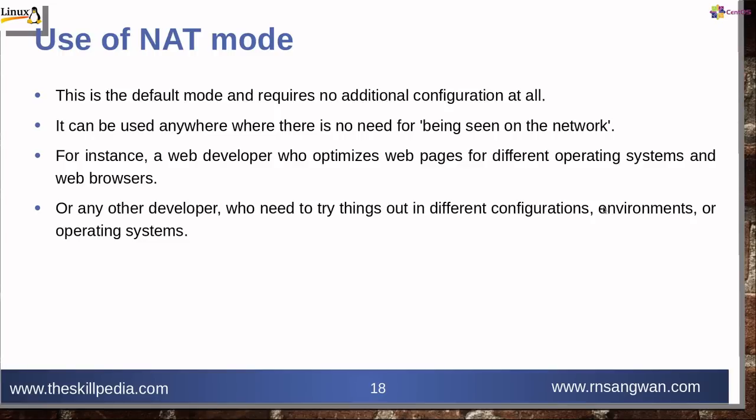Use of NAT mode. When do we need NAT mode? This is the default mode and requires no additional configuration at all. This can be used anywhere there is no need for being seen on the network, meaning you should be able to download packages and upgrades on your system, but you don't want to be seen or visible to the outside world. For instance, a web developer who optimizes web pages for different operating systems and web browsers, or any other developer who needs to try things out in different configuration environments or operating systems.